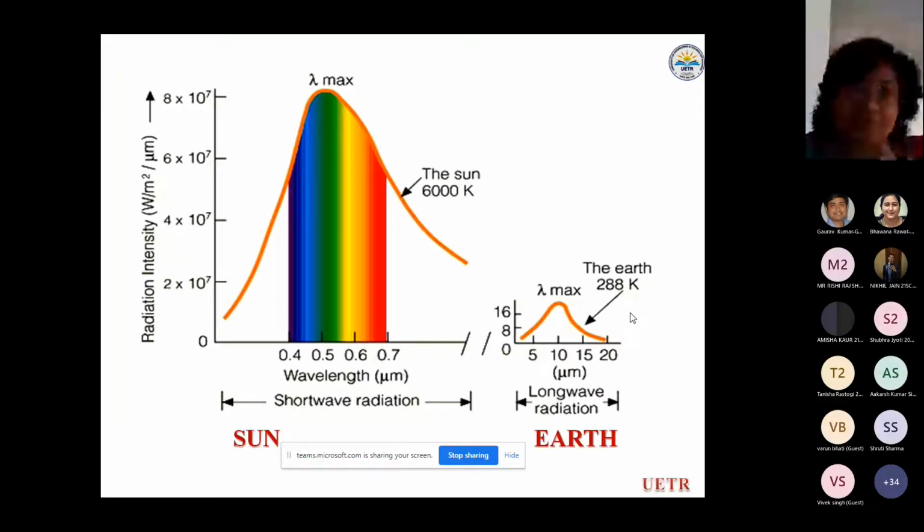By this graph, you can see that lambda maximum for the sun is 0.5 micrometer, whereas the lambda maximum for the earth is 10 micrometer. That's why the earth releases most of its radiation in the form of longer wavelength, and the sun releases most of its radiation in the form of shorter wavelength.